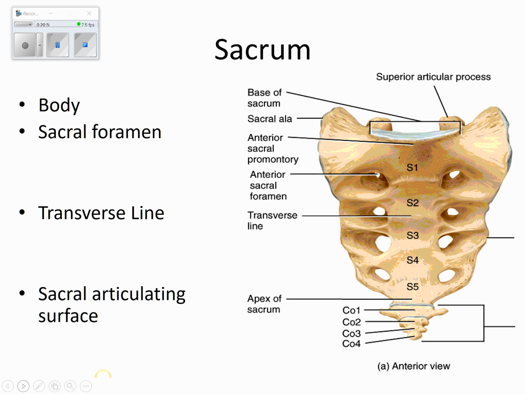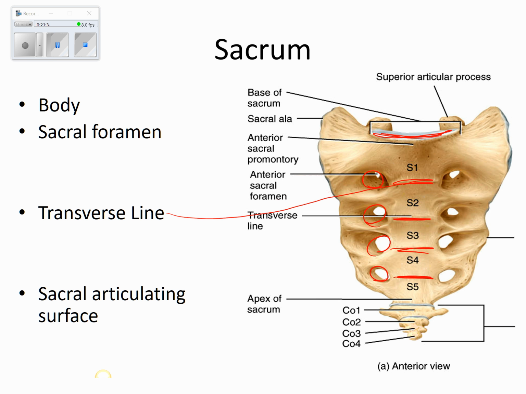Okay, so things to know about the sacrum. You have the body, and this right here is called the base, but also the body here of the sacrum. You have the sacral foramen, which is here. Remember, the sacral foramen are going to serve as passageways. The transverse lines are right here, here, here, and here. These transverse lines are where the vertebral bodies were, but are now fused together during the formation of the sacrum.